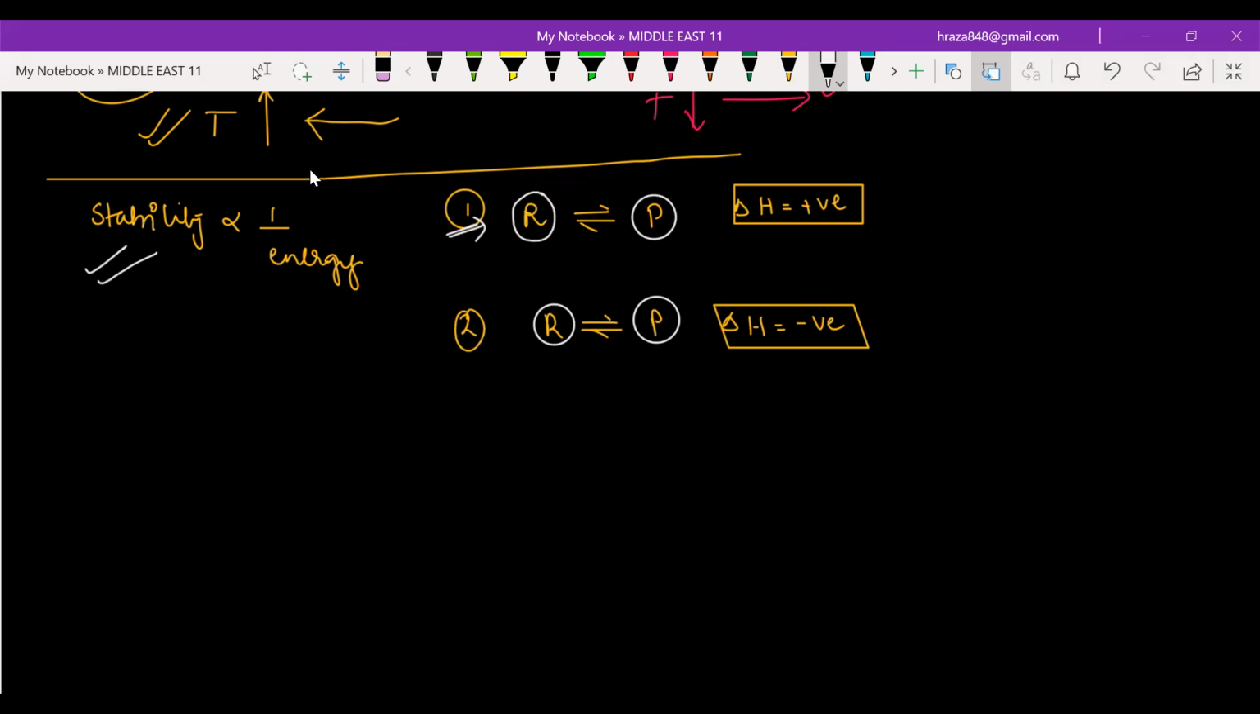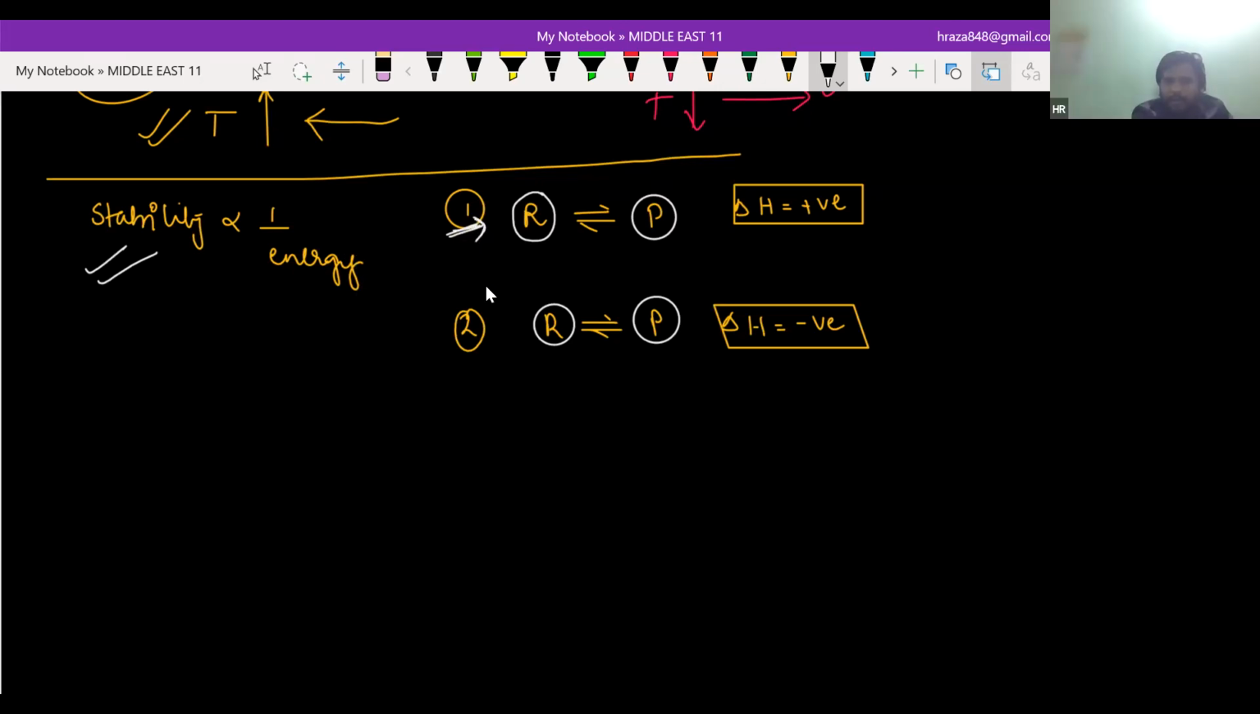Krishna, which one will be more stable? Try to answer me, first and then second. Krishna, I got an answer from Ifra. Seth, according to you, which one will be more stable?